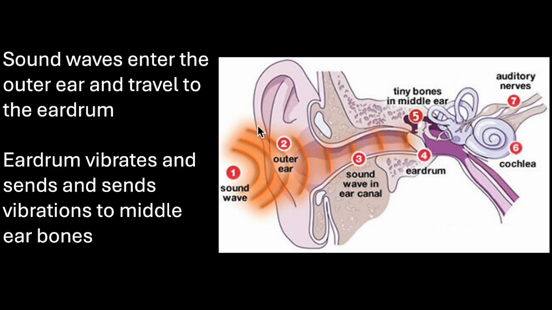Here's a little diagram of how sound moves throughout our ears. It enters through the outer ear, and these sound waves hit our eardrum and essentially make our eardrum vibrate. And these vibrations send more vibrations to these tiny bones in the middle of the ear. Sorry for the typo.